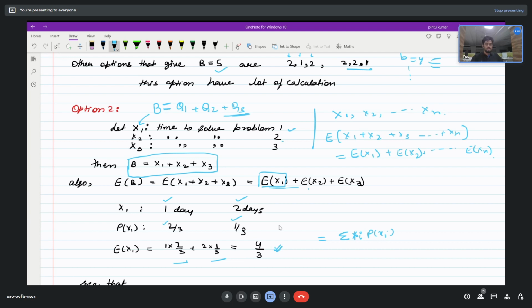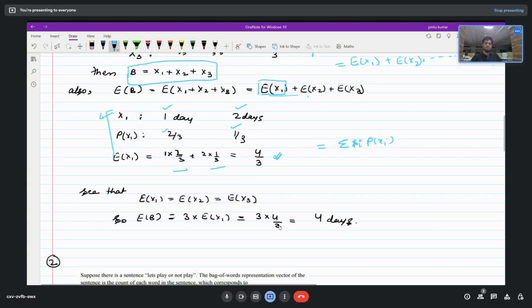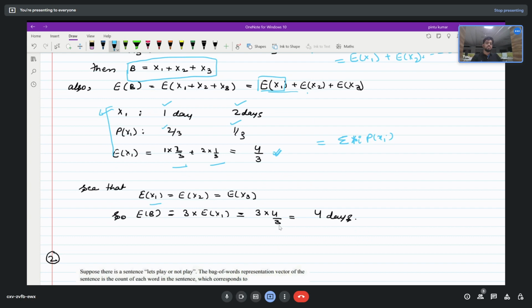Now see that all the questions have a similar distribution. So x1, x2, and x3 have the same distribution. So the expectation of x1 would be the same as the expectation of x2 and the same as the expectation of x3. So the expectation of B that we get is 3 times the expectation of x1. We have already evaluated this, so we can easily find our expectation of B. So this was the first question that I thought to cover.